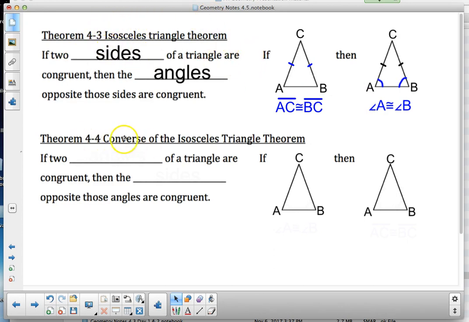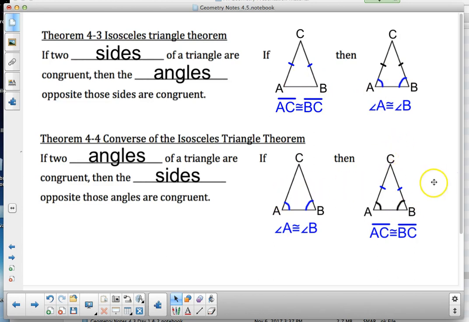Okay. There is something called the converse of the isosceles triangle theorem. If two angles of a triangle are congruent, then the sides opposite those angles are congruent. Okay, so these are converses of each other. So remember, if I have this and this here, I can switch their positions and I will have the converse.